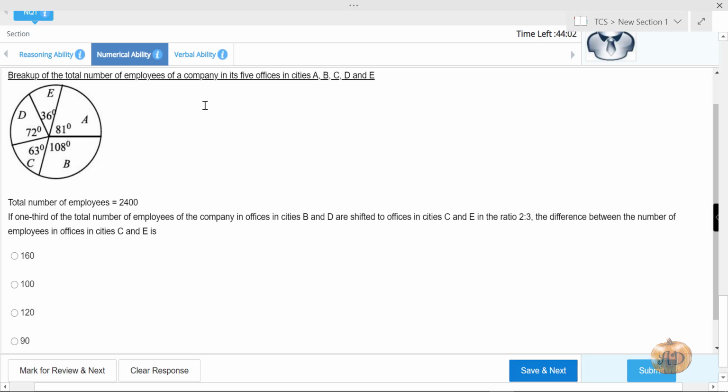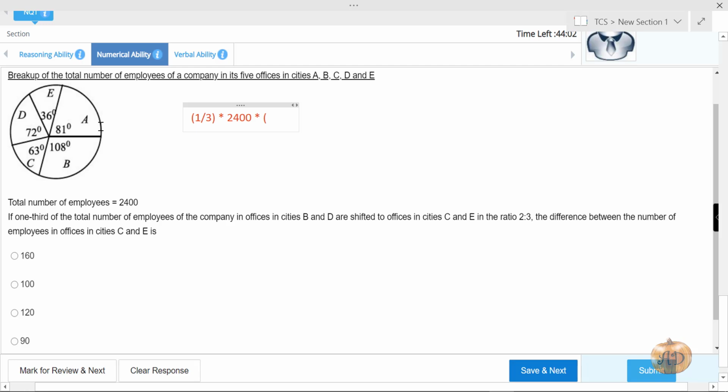Okay. So to approach this question, first you have to find out the 1/3 of employees, that is 1/3 of the total number of employees. The total number is 2400, of the company in offices in cities B and D. So you have to sum up both B and D because you have to find the total number of employees in cities B and D together.